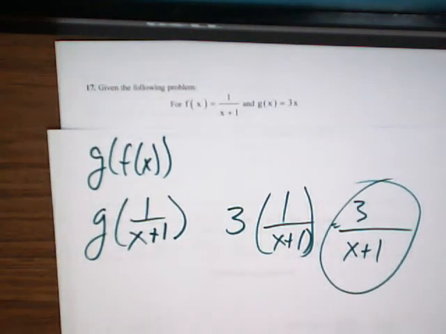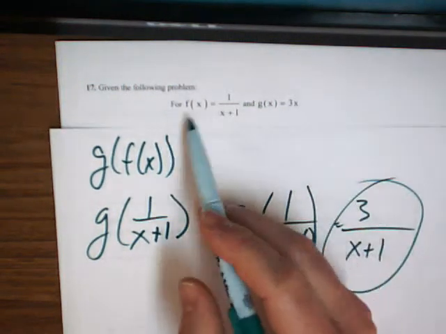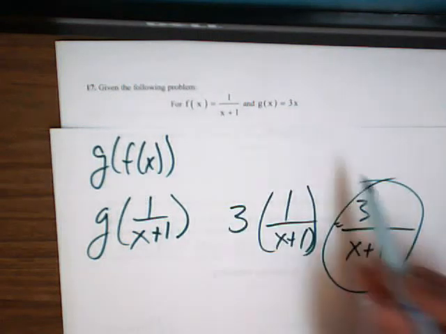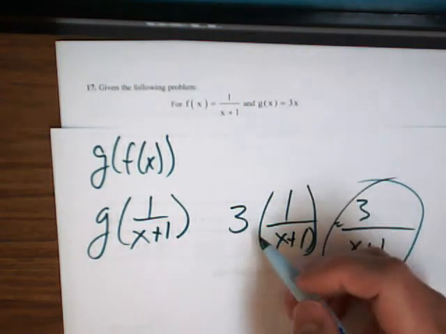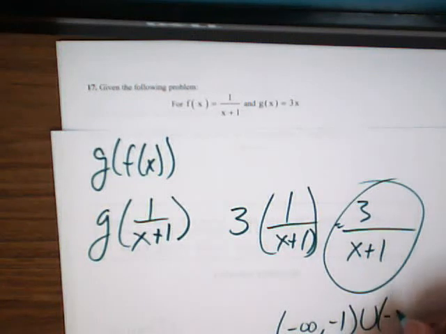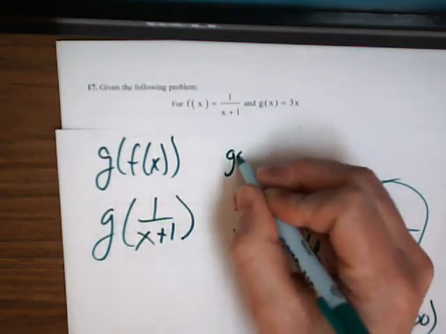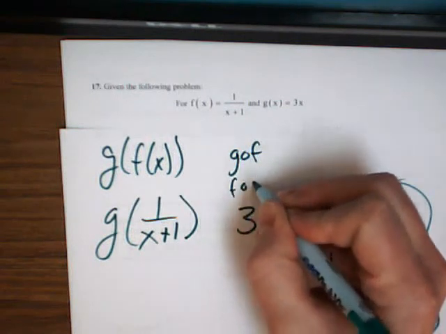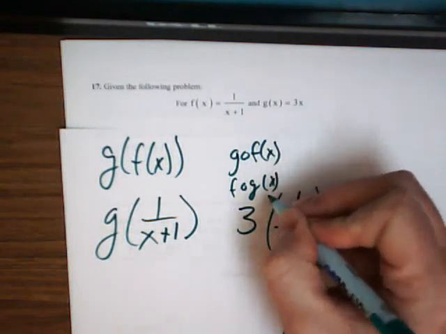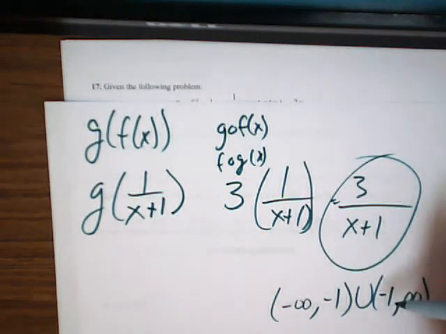And what would the domain be? You can't have -1, right? First thing is you can't put a -1 into this. After that, you can put anything you want into g because it's just multiplying it by 3. So negative infinity to -1. So this changes, right? It's not the same domain. It's not the same formula. If you change it from f composed of g to g composed of f, these are different beasts altogether. They give you different answers. So formula and the domain.